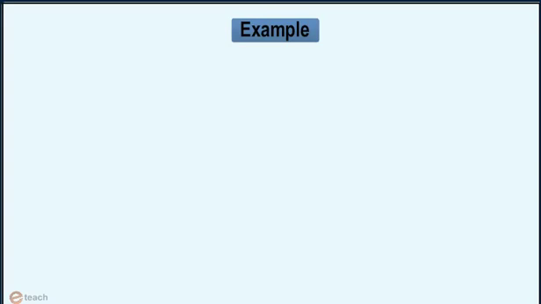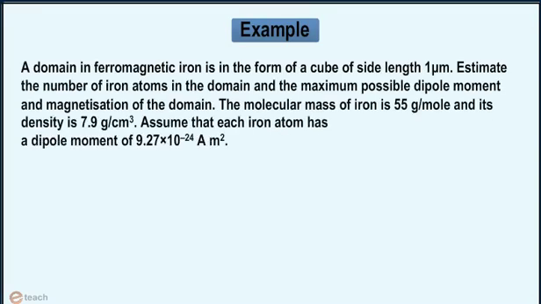Example: a domain in ferromagnetic iron is in the form of a cube of side length 1 micrometer. Estimate the number of iron atoms in the domain and the maximum possible dipole moment and magnetization of the domain. The molecular mass of iron is 55 gram per mole and its density is 7.9 gram per centimeter cube. Assume that each iron atom has a dipole moment of 9.27 × 10^-24 ampere meter square.